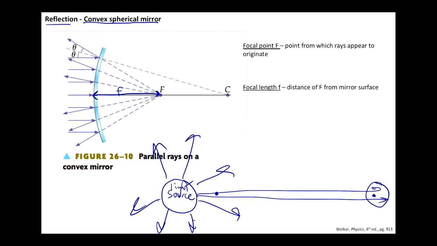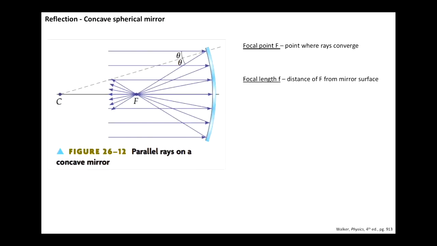So that's the convex spherical mirror. Let's switch over to the concave spherical mirror. Once again, light rays are considered to be coming from a distant source such that they're parallel to each other once they hit the mirror. So they're coming from somewhere on the left. And notice at every point of impact on the mirror, every reflection, they're once again obeying the law of reflection, every one of those individual light rays.